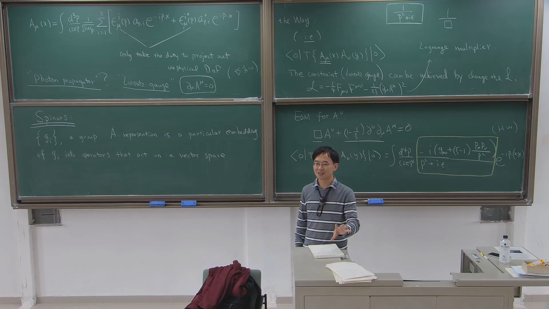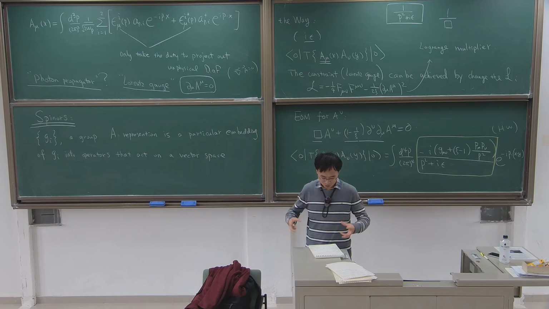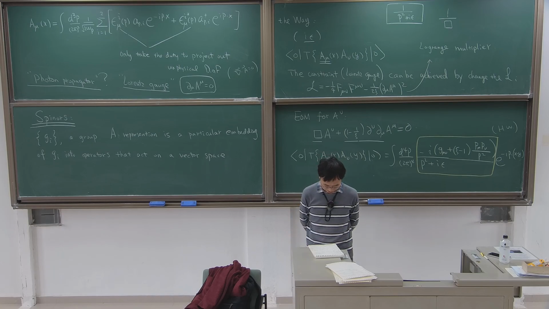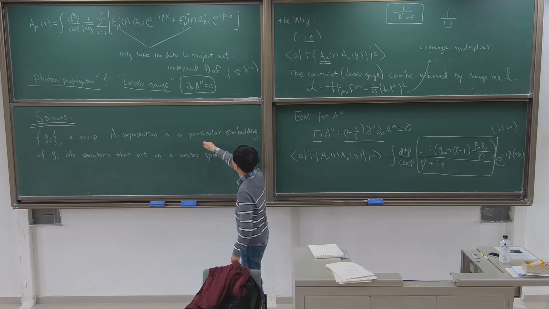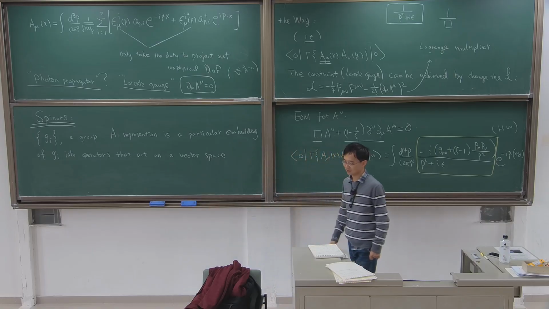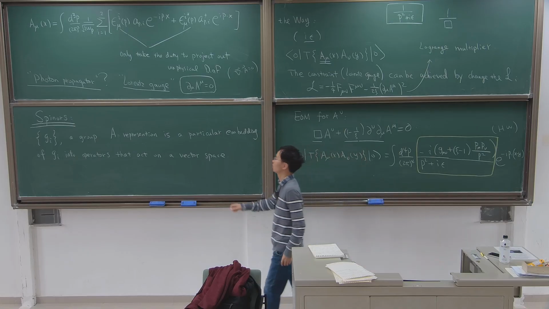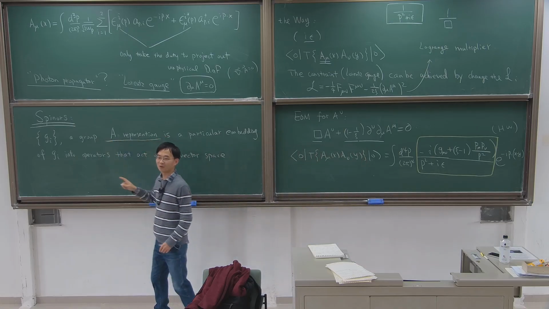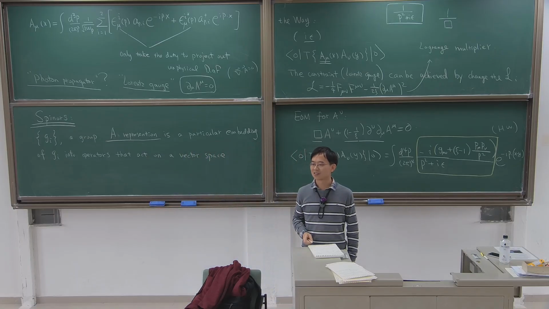This kind of transformation just follows the group rules. Group elements are just in one-to-one correspondence with these operators. This is what we mean by a particular embedding of this g_i into operators on a vector space. So if you have such a realization, congratulations, you get a representation. This is what we mean by representation.